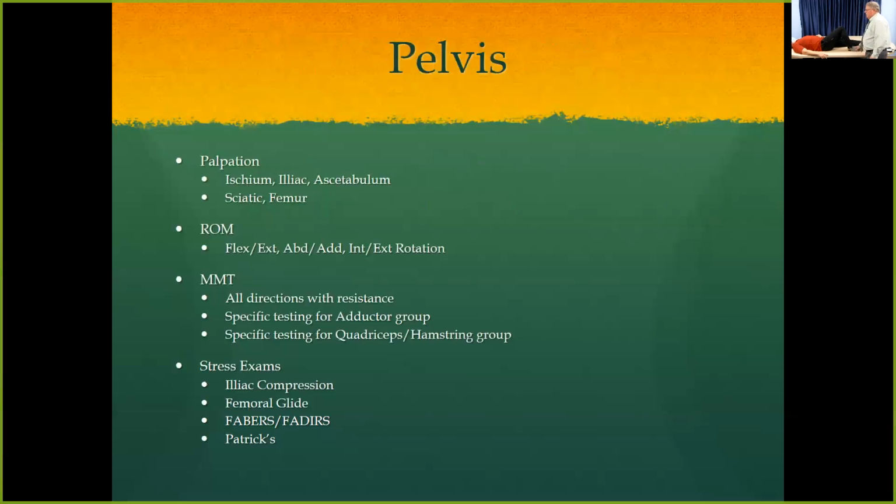Okay, abduction, adduction. AB, away, AD, in. All we're looking for is to see if it's equal on both sides. Cross their leg, let it drop. Let it drop. Oh, it is. Okay. All right. So Patrick's test. It's actually considered FABER and FADIR, which is flexion, abduction, external rotation, flexion, adduction, internal rotation. So that's where FADIR and FABER comes from, but it's actually part of the Patrick's test.